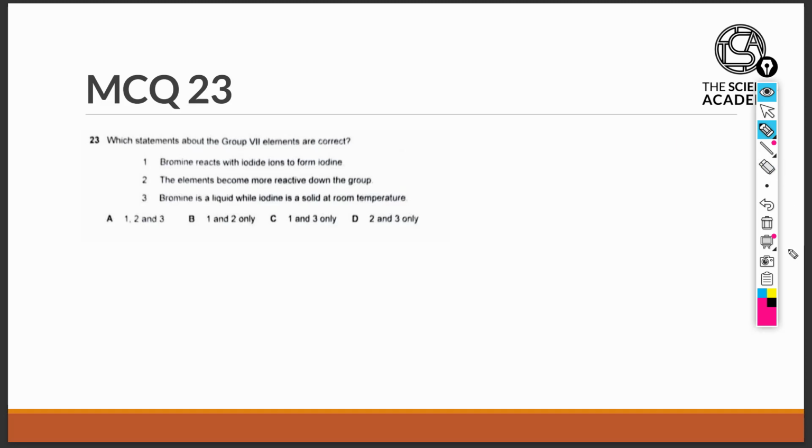Question 23. Which statements about the group 7 elements are correct? Down group 7, the reactivity of the halogens will decrease. The reactivity of halogens is governed by how likely they are to gain that one extra electron in the outermost electron shell to achieve the stable octet structure.